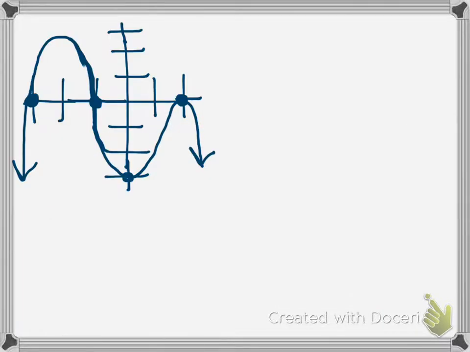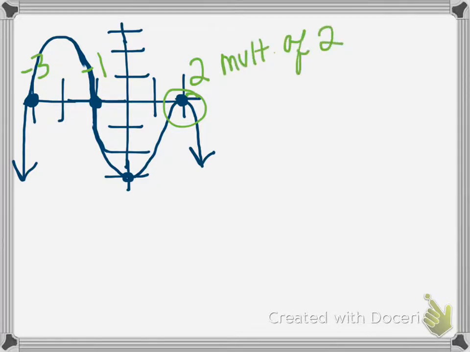Okay, so the last example I'm going to show you is we're going to go backwards now. Here is your polynomial graphed. So what I want to do now is find the equation in factored form. To do that, the first thing I'm going to identify are my zeros. I have a zero at negative 3, negative 1, and 2. But note that 2 has a multiplicity of 2 because it bounces.